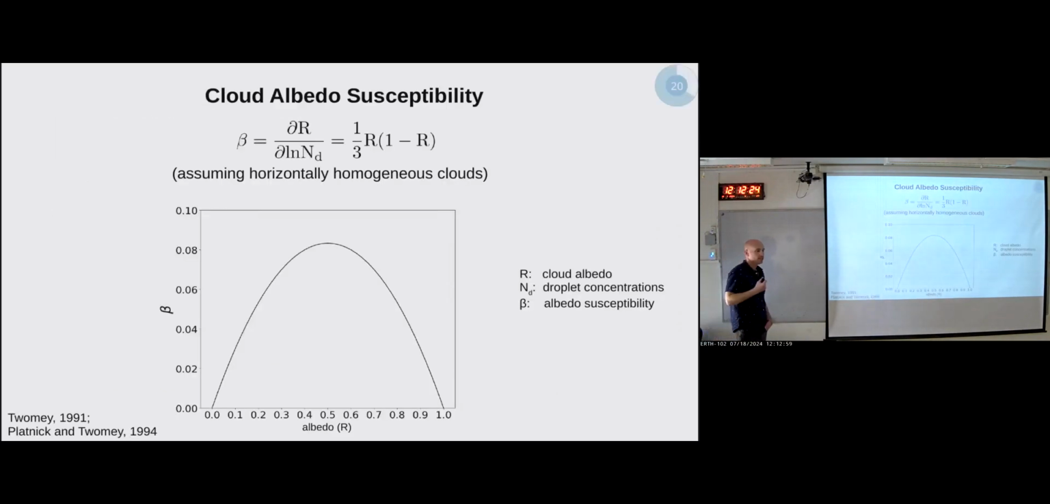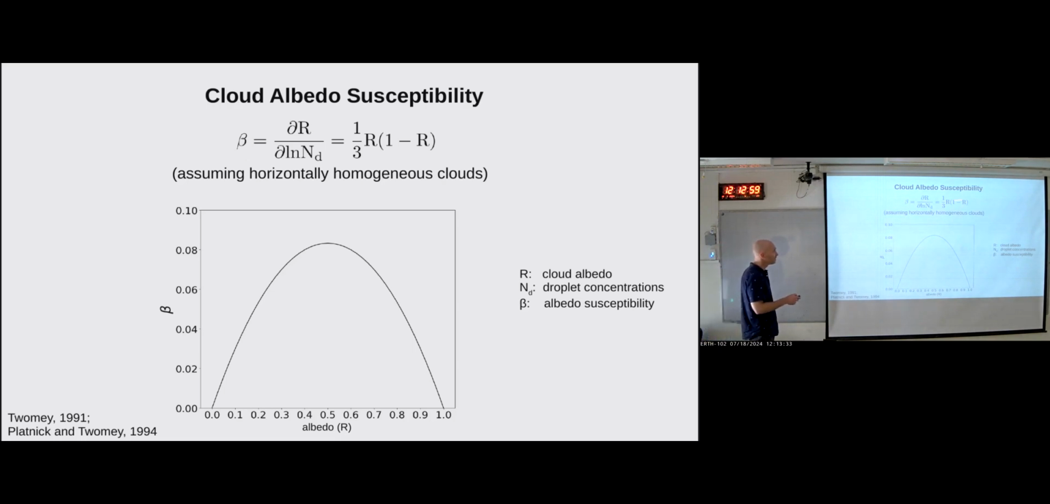And the way we estimate the brightening from the satellite observation, we use this cloud albedo approximation, susceptibility. It's the sensitivity of the albedo or the reflectance to the relative change or differential change in droplet concentration. So R is cloud albedo and D is droplet concentration, and beta is the albedo susceptibility, the sensitivity of the cloud albedo to change in droplet concentration.